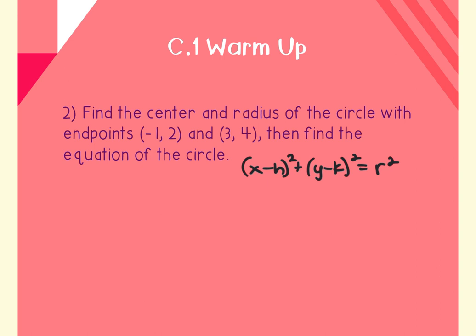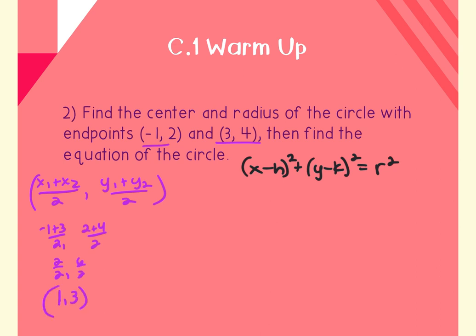Midpoint. Good. So I'm going to use these two, and I'm going to find the midpoint, which is x1 plus x2 over 2, y1 plus y2 over 2. So negative 1 plus 3 divided by 2, and 2 plus 4. And I get 2 over 2 and 6 over 2, which is 1, 3. So that's the HK. That's the HK part.